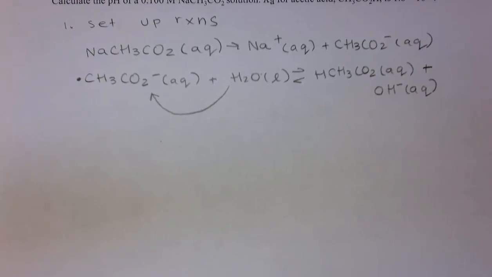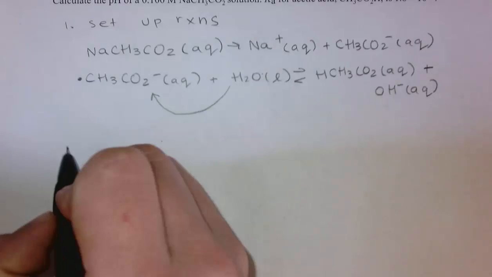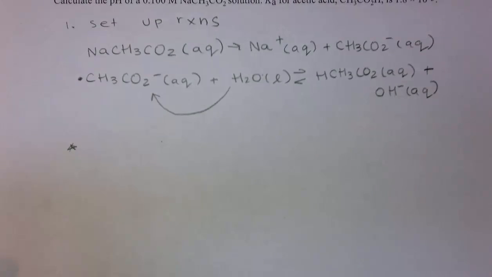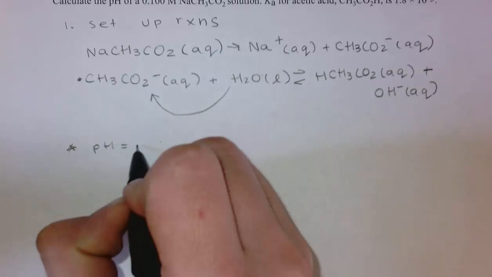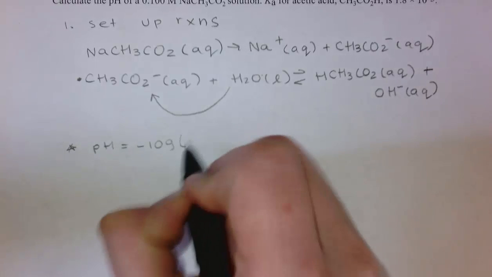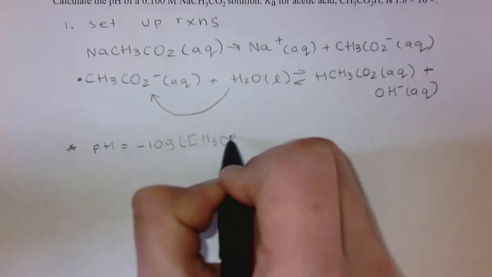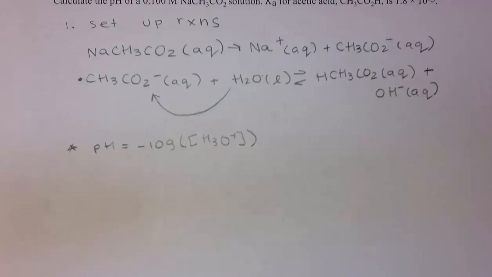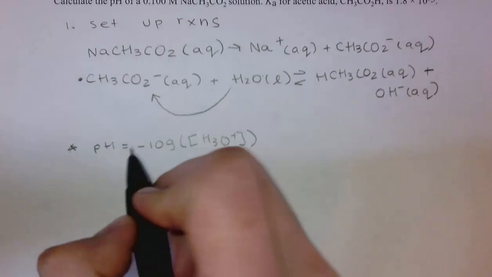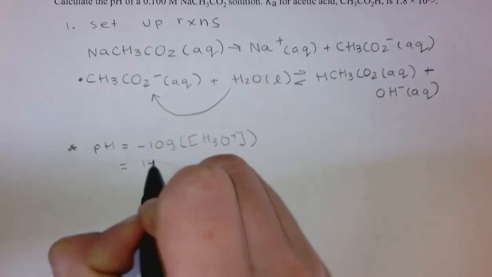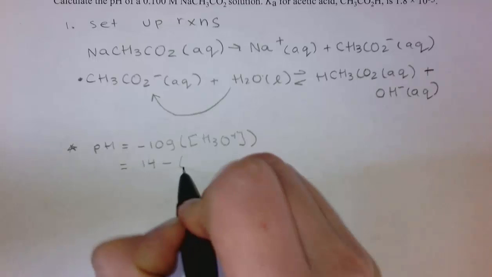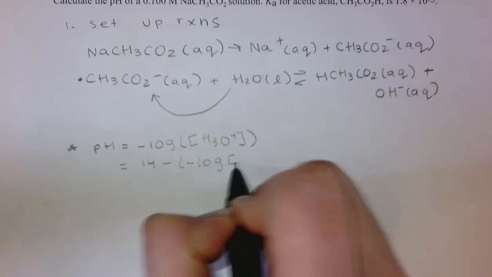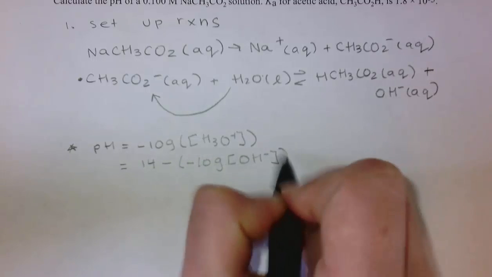So now I'm going to set up the equation that we're going to use. We're asked to find the pH, and we knew that the pH is equal to the negative log of our concentration of hydronium. Well, in this case, we are producing hydroxide, so we're actually going to use a different form of this equation, which is that the pH is equal to 14 minus the negative log of our concentration of hydroxide formed.